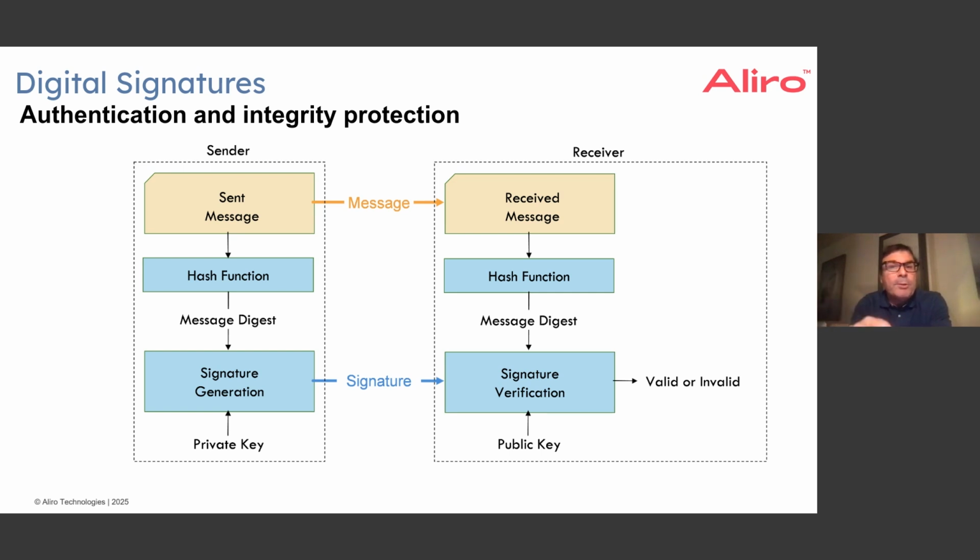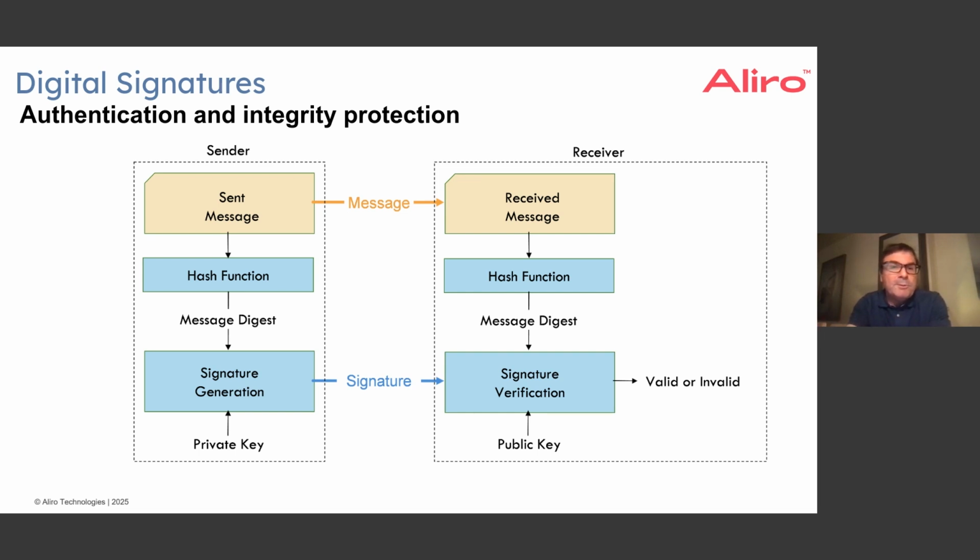The sender computes a checksum over the sent message and then encrypts this checksum using the private key. This results in a signature, which is also known as a hash-based message authentication code, or HMAC. The sender sends the signature along with the message itself to the receiver on the right.